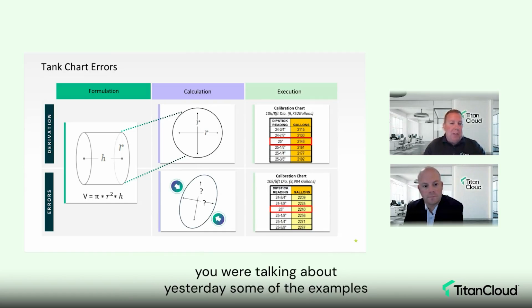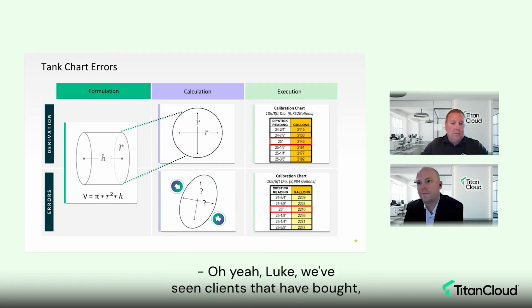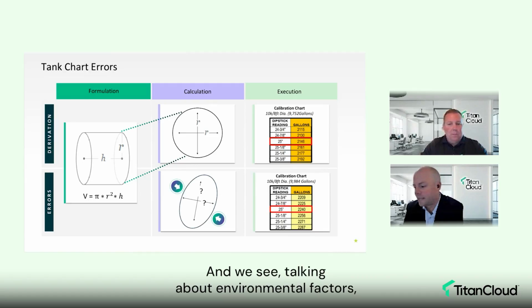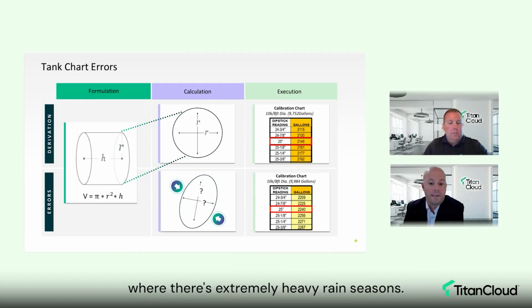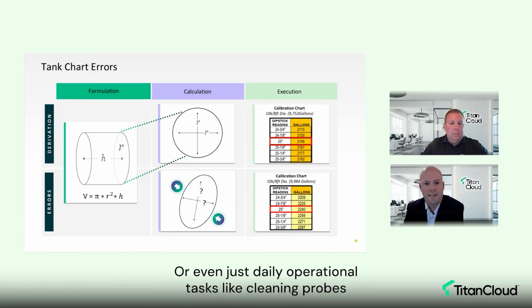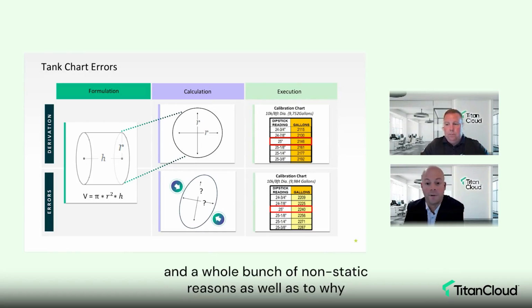And I know, Michael, you were talking about yesterday some of the examples that you've seen over the years with this. Oh yeah, we've seen clients that have bought sites from small dealers, and they've got the volume correct, but the orientation of the tank was vertical, but it was programmed for a horizontal build. And talking about environmental factors, we have customers in regions of the world where there's extremely heavy rain seasons, and that will disturb the ground. It'll shift the movement of the tank. It'll put the tank chart out, or even just daily operational tasks like cleaning probes and somebody not putting the probe back in the right spot. There's a whole bunch of environmental reasons and non-static reasons as to why tank charts will become inaccurate over time.